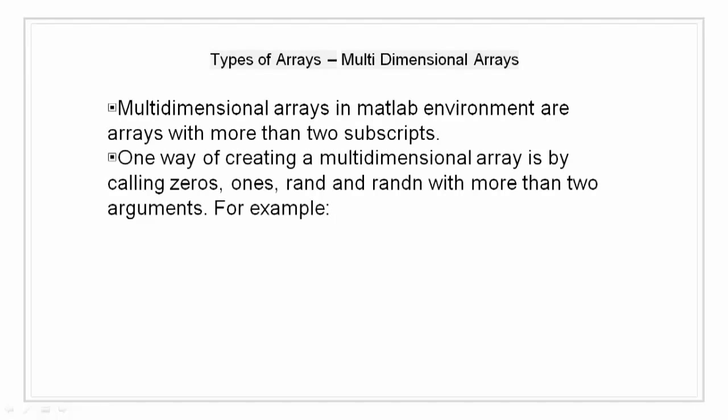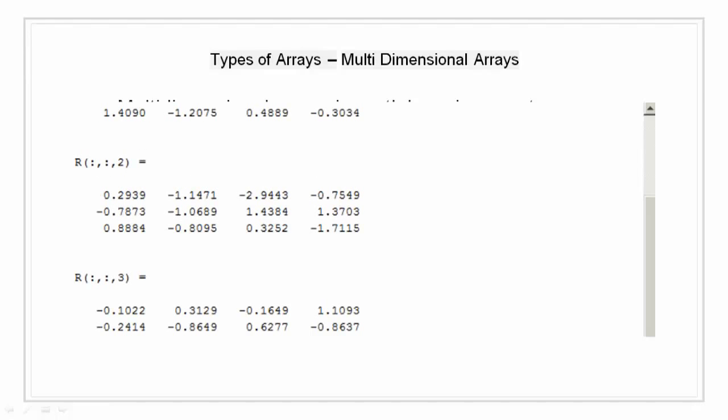Multidimensional arrays. Multidimensional arrays in the MATLAB environment are arrays with more than 2 subscripts. One way of creating a multidimensional array is by calling built-in functions such as zeros, ones, rand or randn with more than 2 arguments. For example, here I called randn with 3, 4, 5. So basically this creates a 3 by 4 matrix 5 times. So here we have a total of 60 elements, 60 normally distributed random elements.